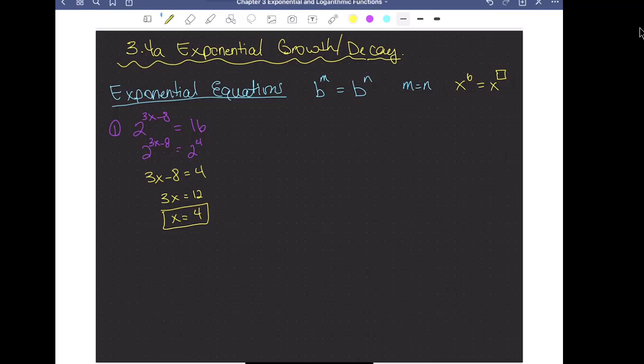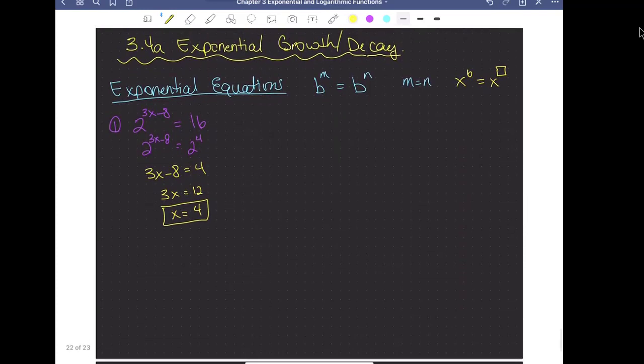Fancy it up a little bit? Yes, I can leave it on here. Why not? Let's say we have 27 to the x plus 3, and let's say that equals 9 to the x minus 1.